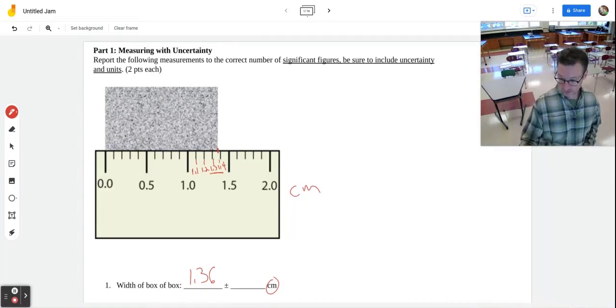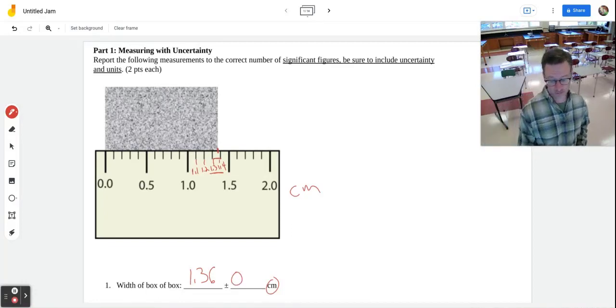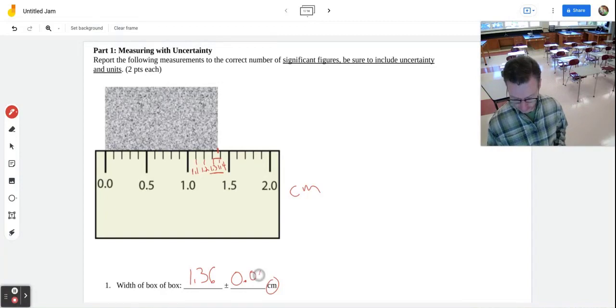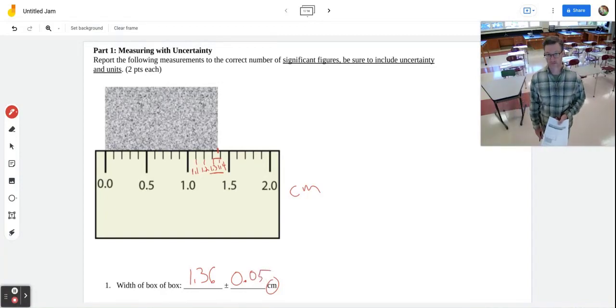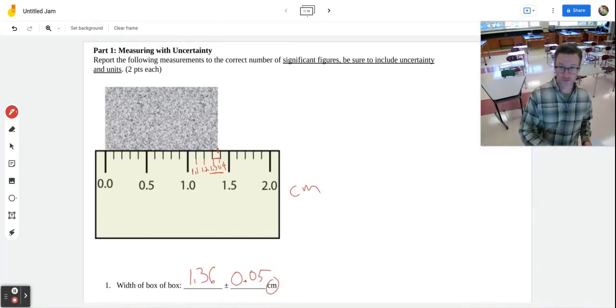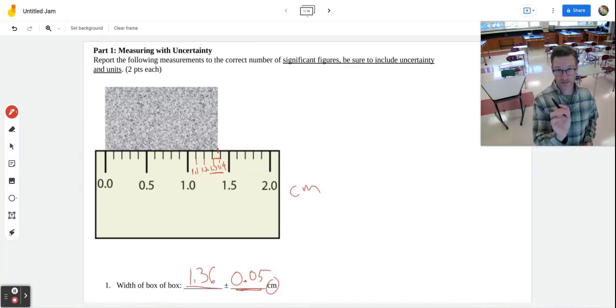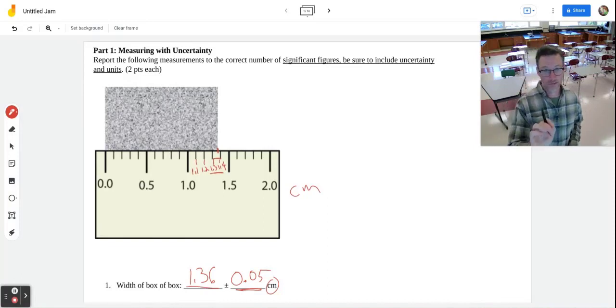The uncertainty comes in. The way you write the uncertainty is you look again at what is the smallest marking. The smallest marking is at the tenths. So your uncertainty is plus or minus half of that marking. In this case, half of a tenth is 0.05. So this is saying that I'm estimating 1.36. I may be off. It could be closer to 1.4, or it could be closer to 1.3. The way you write the uncertainty is take the smallest measurement, divide it in half, and write that down, plus or minus 0.05. I recorded the measurement as 1.36 because I'm estimating the hundredths. My ruler has tenths, so I can go to the hundredths and estimate.